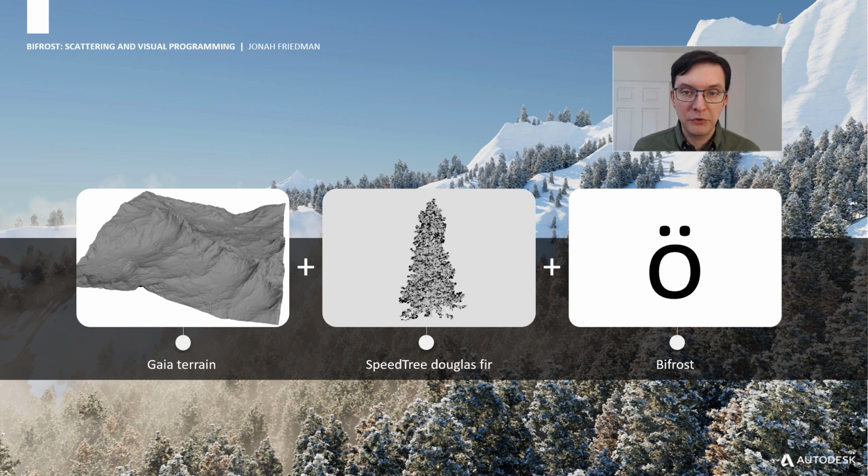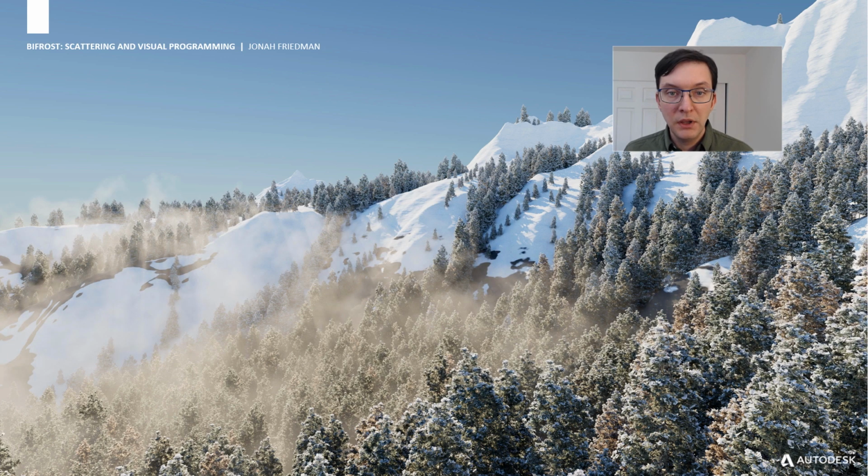So the mountain geometry comes from Gaia, and the tree geometry comes from SpeedTree. And as we'll see, both of these are processed in Bifrost and brought together in Bifrost and then rendered using Arnold. And one thing worth noting is that this is a one-tree forest. Every tree's geometry is identical. That makes it a bit of a stress test to see how much we can get away with. But of course, in production, you'd want to use a library of tree variations and not just one.